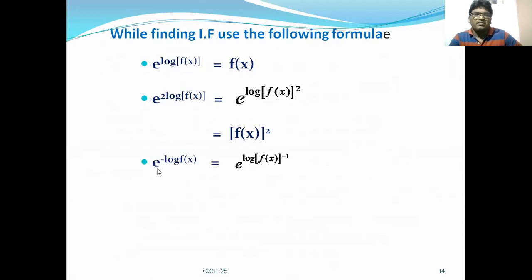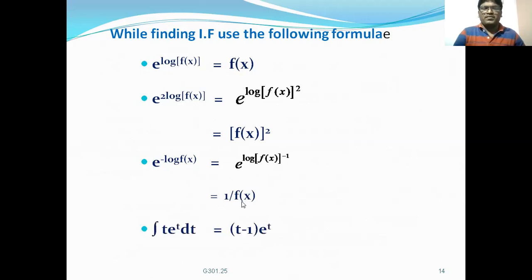Then e power minus log of f of x. This is in the form of m log x, so take this power on f of x. You will get e power log of f of x power minus 1. This e power log value is 1, so you will get f of x power minus 1, which can be written, taking it in the denominator, as 1 by f of x.